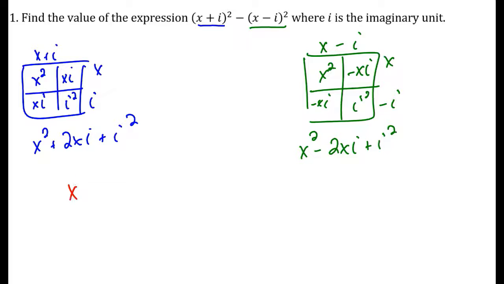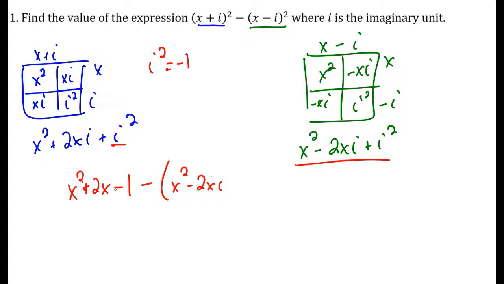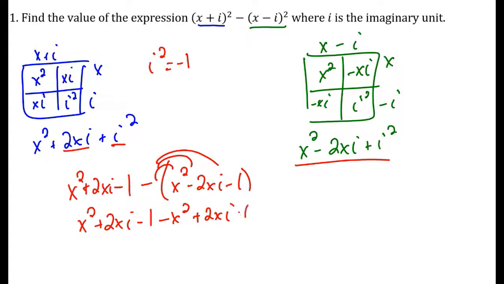Well, this is really x squared plus 2xi plus i squared. The most important relationship you need to know is i squared is negative 1. So x squared plus 2xi minus 1, minus this quantity, x squared minus 2xi, I forgot the i over here, plus i squared. Again, i squared is negative 1. Distribute that negative through. You get x squared plus 2xi minus 1 minus x squared plus 2xi plus 1.